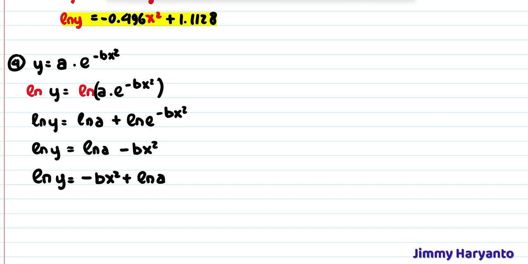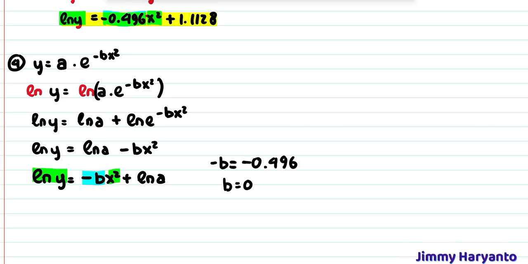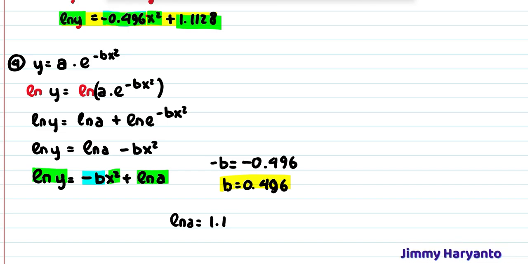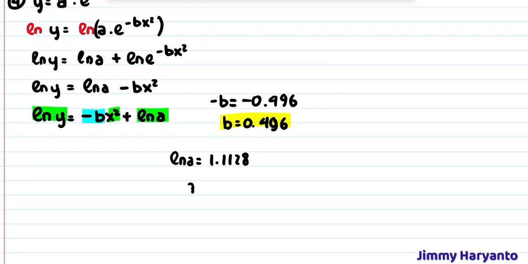So if we compare, ln y is already the same, x squared already the same, we only have to compare this one, negative 0.496 and negative b. So we can conclude that negative b equals negative 0.496. That means b equals 0.496, like that. And then the next is ln a with the 1.1128. So ln a equals 1.1128. That means a equals, you move the ln, it will become e to the power of 1.1128.